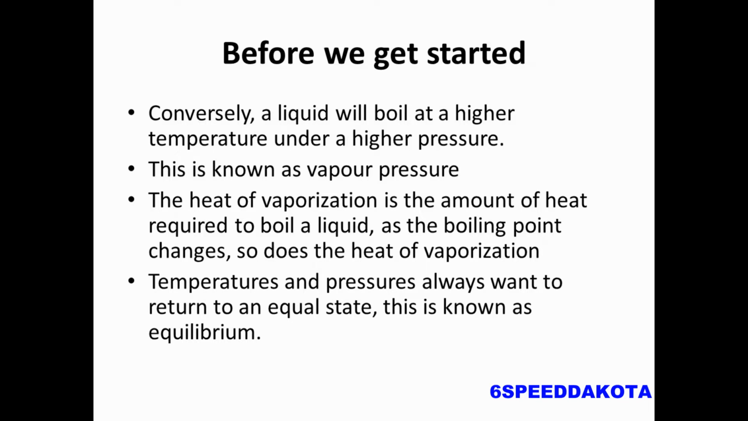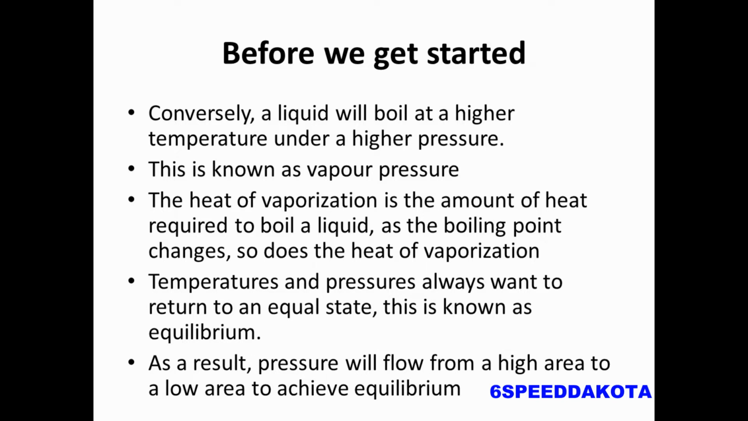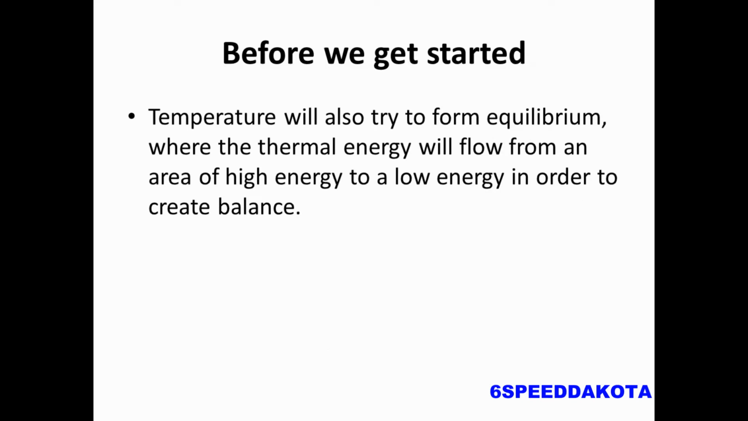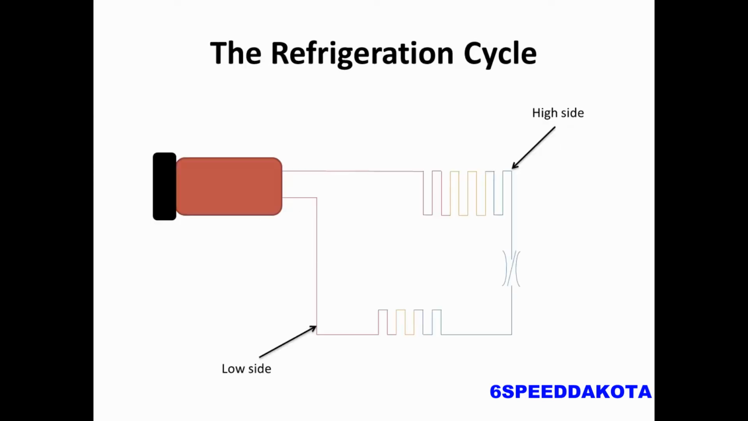Temperatures and pressures will always want to return to an equal state. This is known as an equilibrium. As a result, pressure will flow from an area of high pressure to an area of low pressure in order to achieve the equilibrium. That's how we maintain refrigerant flow in the system. Also, it's the same thing with temperature. It will also try to form an equilibrium. It will come to an equal state where thermal energy will tend to flow from an area of high energy to an area of low energy, and this creates a balance. This is how an air conditioning system works, is basically just transferring the heat from an area of low temperature to a high temperature and vice versa.